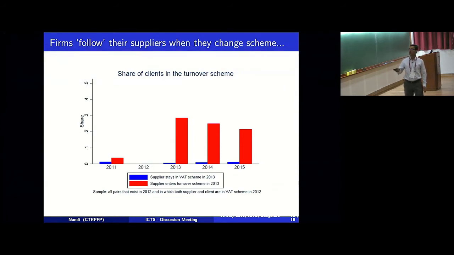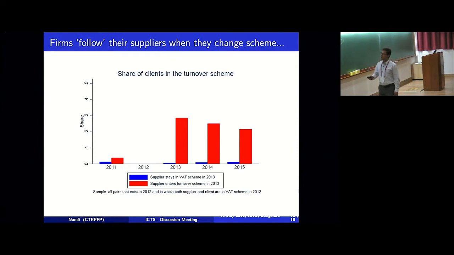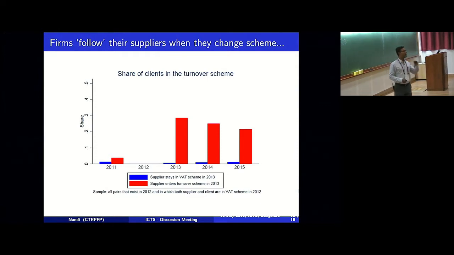And some of these firms change their scheme from VAT to turnover. So these red bars are the share of clients in the turnover scheme for the firms who change the scheme from VAT to turnover. Okay, and the blue one is for the firms that remain in the VAT scheme. Now look at this: in this period, these firms didn't have any turnover clients. They move to the turnover scheme next period, and their share of turnover clients increases by almost 30%.